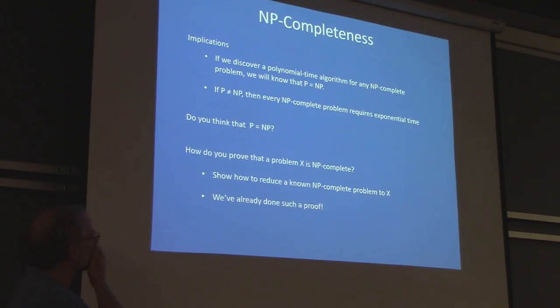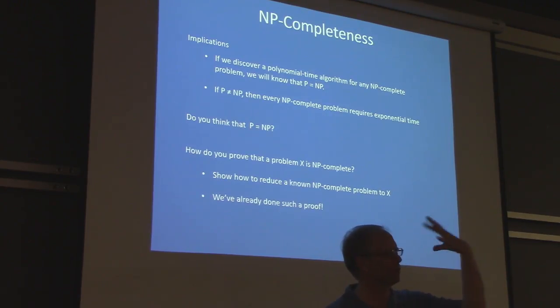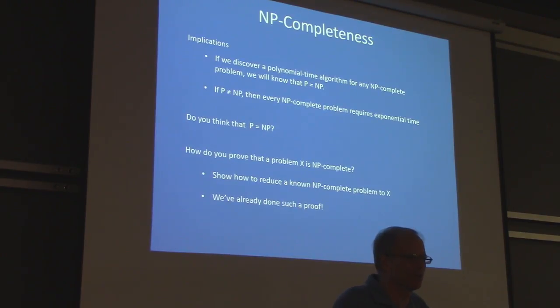Okay? So, how do you prove that a problem is NP-complete? Well, it says right here. You take some problem that you know is NP-complete and reduce it to problem X. Okay? Why would that work? You take a known NP-complete problem, you've got some problem X that you want to show is NP-complete. So what you do is you take an NP-complete problem and reduce it to X. How does that show that X is NP-complete? How does that show that every search problem reduces to X?